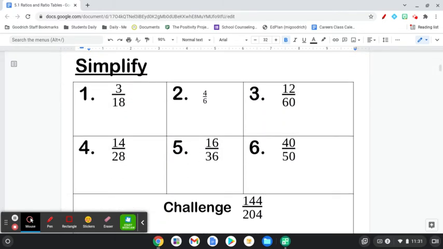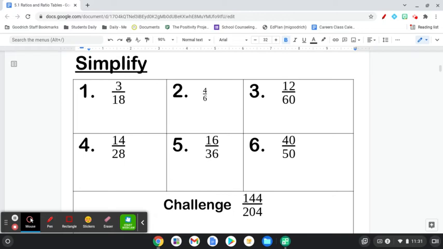One thing we need to know when working with ratios is how to simplify fractions, because these really are two different numbers that have something in common. And that's really what simplifying fractions is. So what I want you to do is pause the video and simplify whatever table number you're at. If you feel like that was too easy, try the challenge at the bottom.